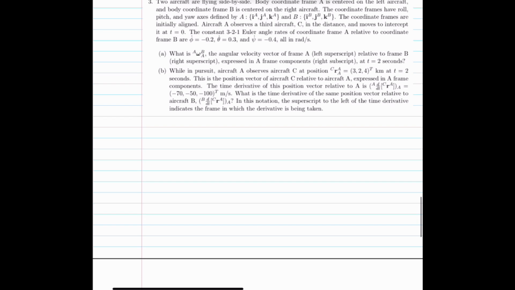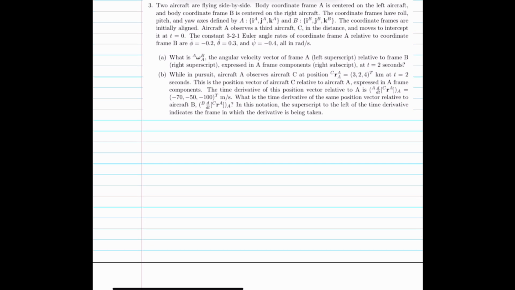The last problem. 2 aircraft are flying side by side. Body coordinate frame A is centered on the left aircraft, and body coordinate frame B is centered on the right aircraft. The coordinate frames have roll, pitch, yaw axes defined by these vectors, and the coordinate frames are initially aligned. Aircraft A observes a third aircraft C in the distance and moves to intercept it at t equals 0. The constant 3, 2, 1 Euler angle rates of the coordinate frame A relative to the coordinate frame B are these Euler angle rates. What is the angular velocity of A with respect to B expressed in the A frame at 2 seconds?